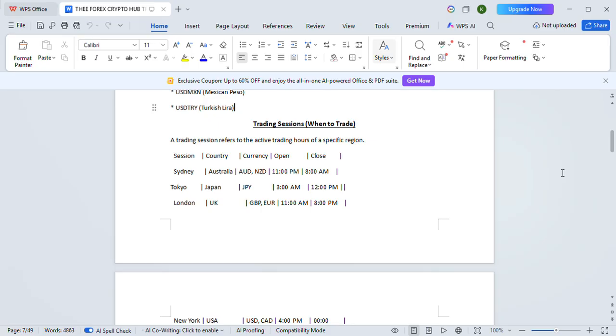As you can see from my screen, we have session, we have country, we have currency, we have the open and the close. Open is when the session starts, close is when the session ends. The first session is the Sydney session. The country affected directly here is Australia, and the currencies you can trade best during this time are Australian dollar pairs and New Zealand dollar pairs.